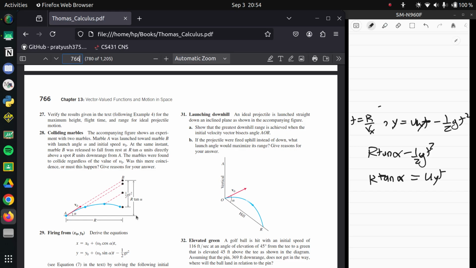Right, math doesn't lie. It will always happen, but it's still very counterintuitive somehow.